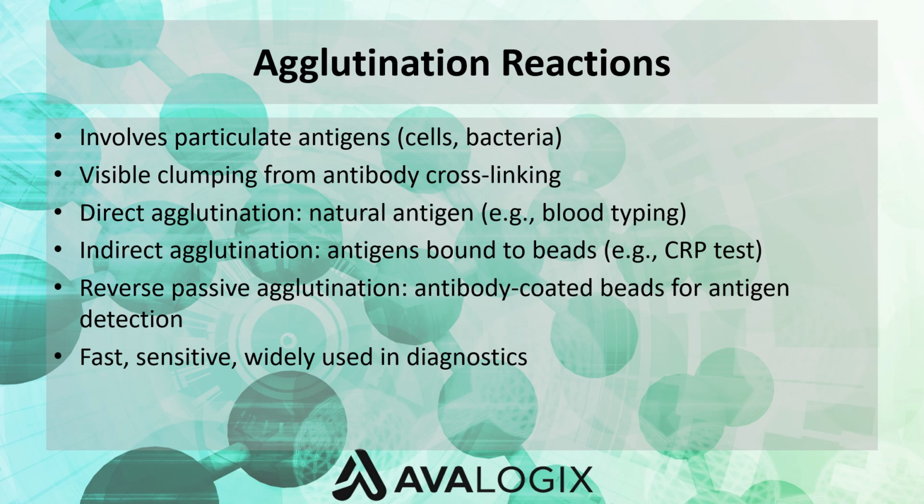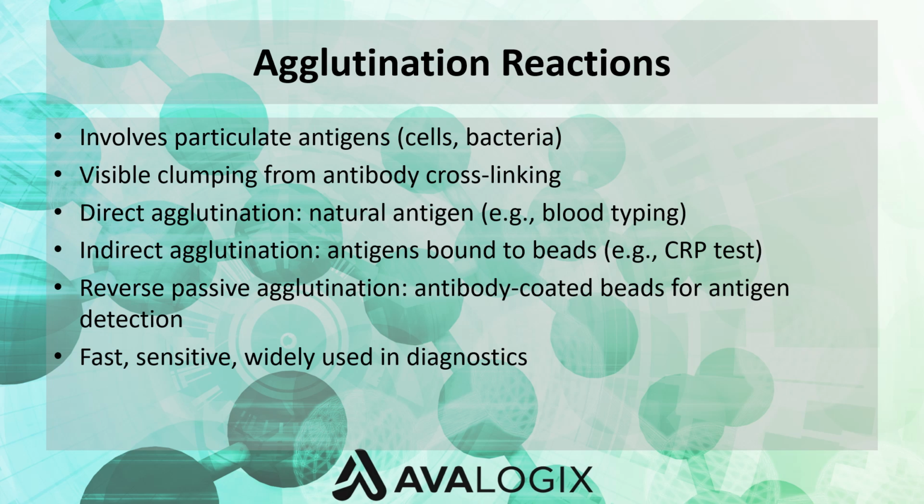In indirect agglutination, soluble antigens are artificially attached to carrier particles, latex beads, or red blood cells. This extends agglutination to reactions that wouldn't normally occur. For instance, latex agglutination tests for rheumatoid factor or CRP use this method. Another variant is reverse passive agglutination, where antibodies are attached to particles and used to detect antigens, such as in meningitis diagnosis. Agglutination reactions are fast, cost-effective, and easy to perform without special instruments. They form the backbone of many point-of-care diagnostics.